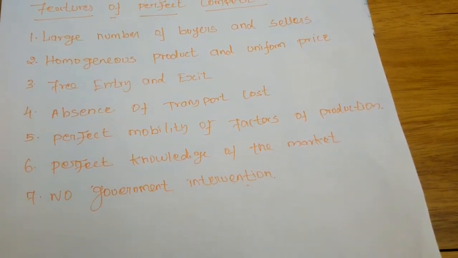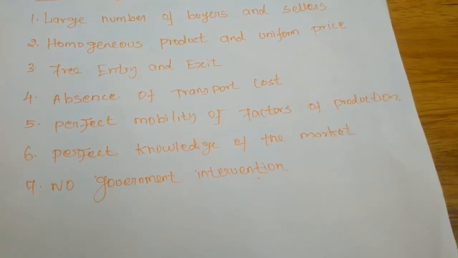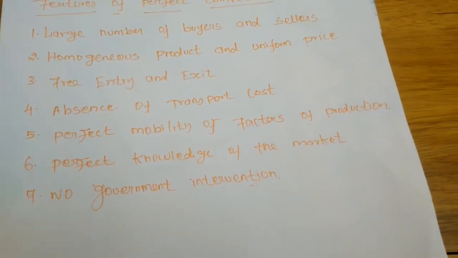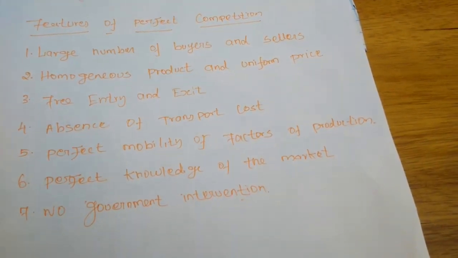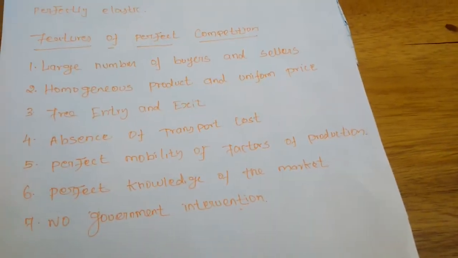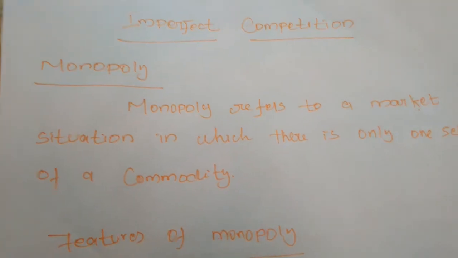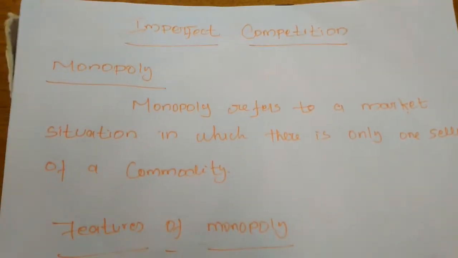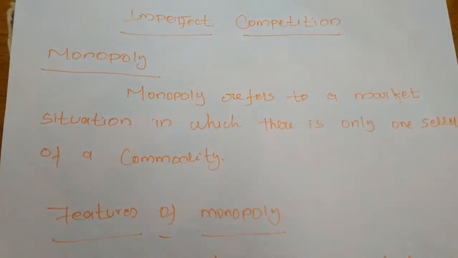So with no government intervention, both the buyers and the sellers will have more benefit, and the producers also will have a reasonable profit. So these seven features we have already studied in the perfect competition market. And next, imperfect competition. Another structure of the market is imperfect competition.